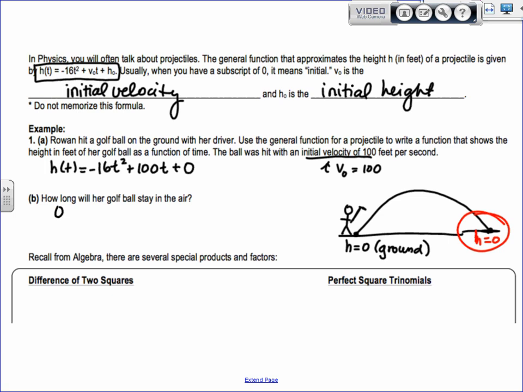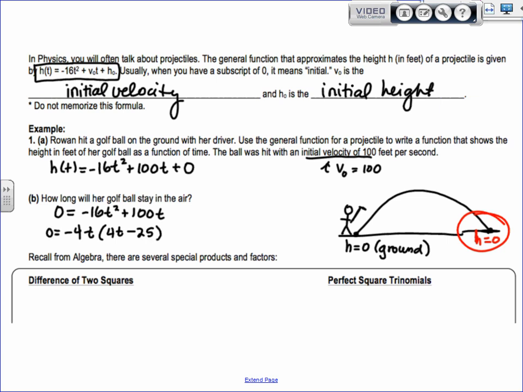Okay, so I'm finding when my height, h of t, kind of like a function like f of x, is equal to 0. So 0 equals negative 16t squared plus 100t. I don't have a number, so I don't have to do my two sets of parentheses to factor. I just pull out a GCF. You could just pull out a t, but I'm going to pull out a -4t. When I do that, I get 4t minus 25.